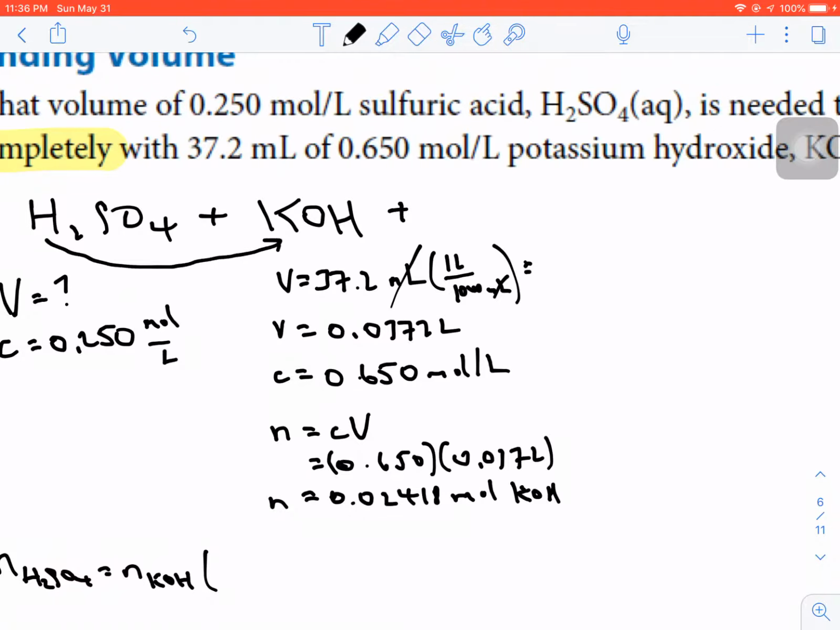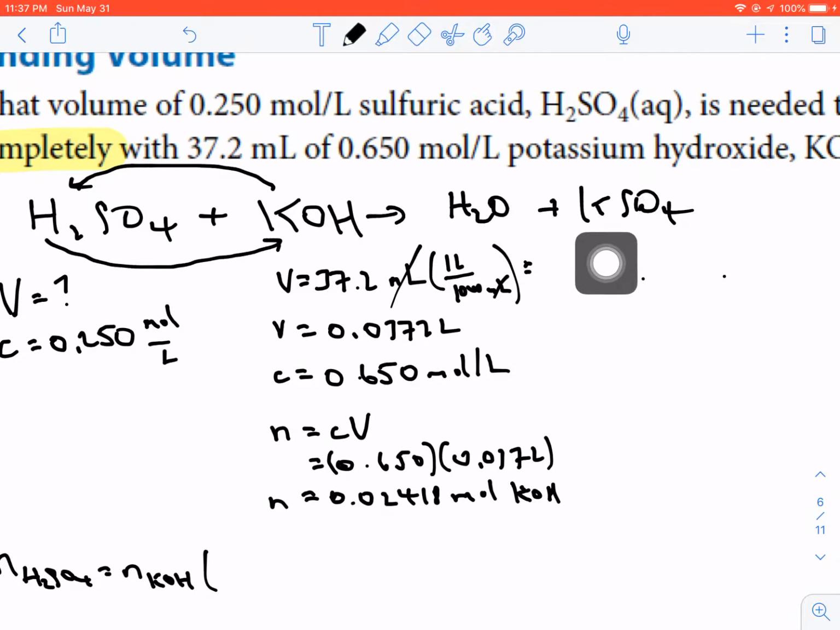Our product is going to be H2O. And notice that the K is going to join the sulfate here. So I'm going to get KSO4. But remember, sulfate is a 2- ion and K is a 1+. So I'm going to take the 2- from here down to the K and the 1 from the potassium down to the sulfate. So I actually get K2SO4. Just like I had H2SO4 over here, I need K2SO4.